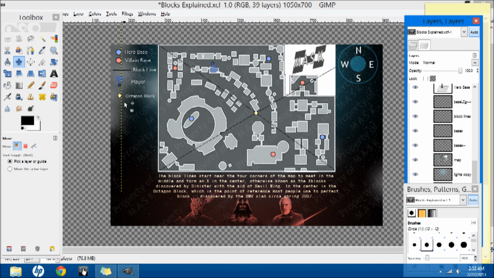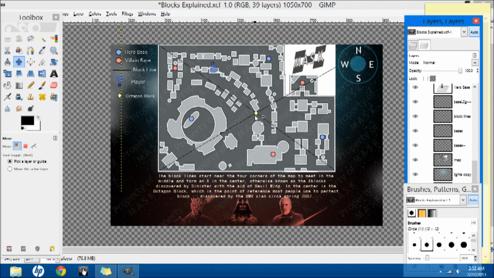I messed up. Okay. This is the octagon block here in the center. Now, before we start, let me tell you some history and give you a little lesson. The X blocks here start in the four corners of the map and meet in the middle to form the X, which is why they're called the X blocks.